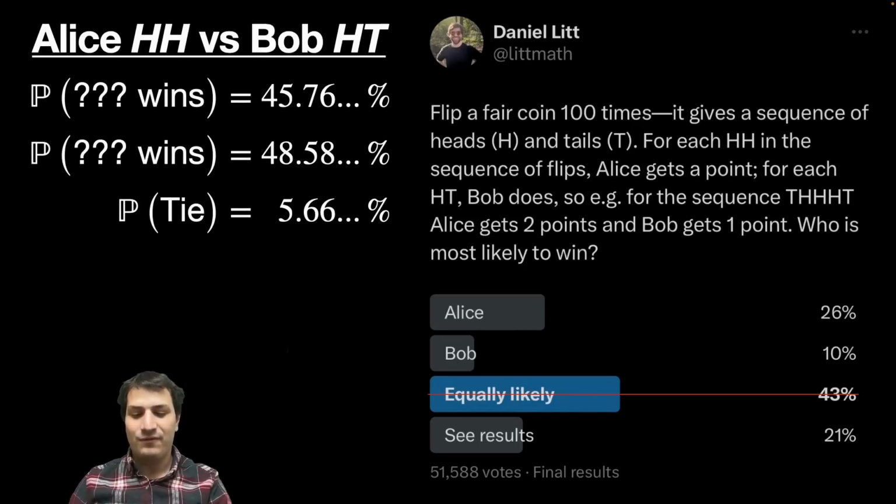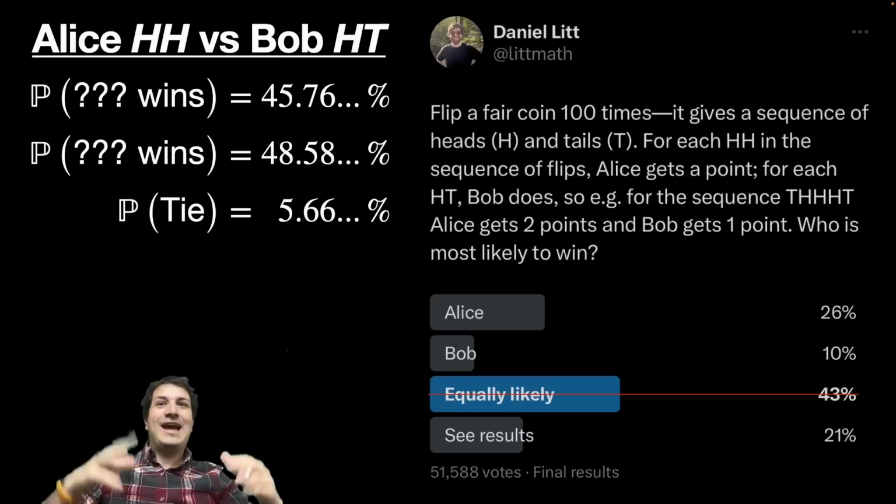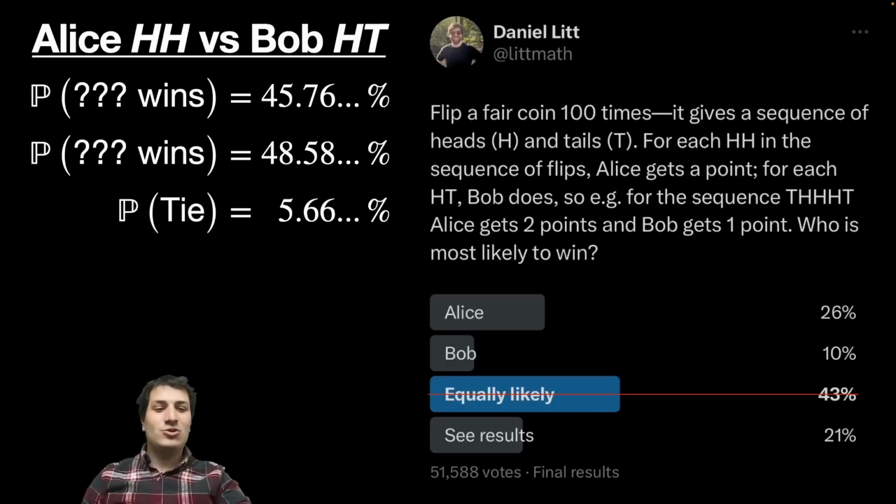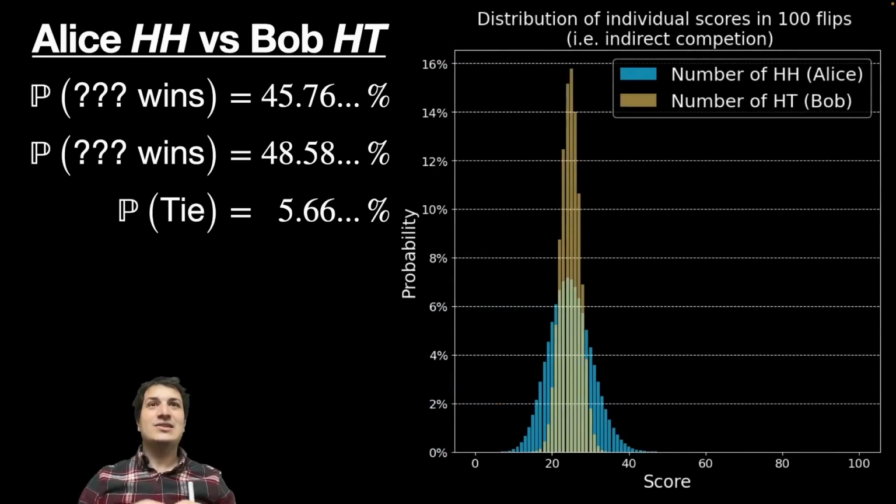So one of them has a 48.58% chance to win, and the other has a 45.76% chance to win, with ties making up the rest of the 100% pie. And a lot of people on Twitter had some discussion. People noticed almost right away that Alice is more spread out.